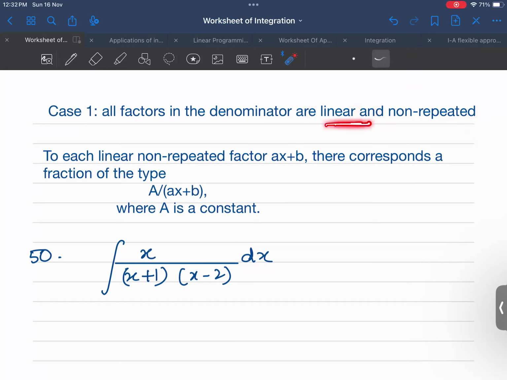Suppose the question comes like this: integration of x upon (x plus 1)(x minus 2). We can see clearly that x plus 1 is one factor and x minus 2 is another, and they are not repeated. Suppose it would have been x plus 1 twice, then it is repeated, but not this. I think it's clear.